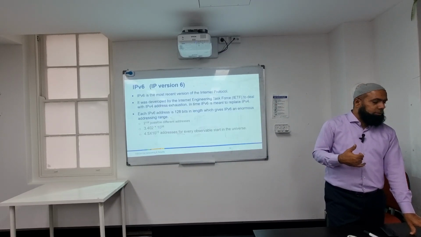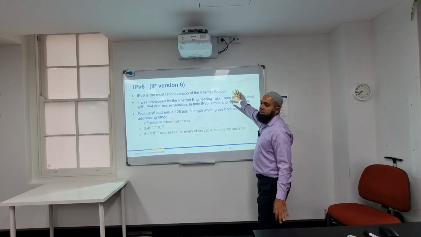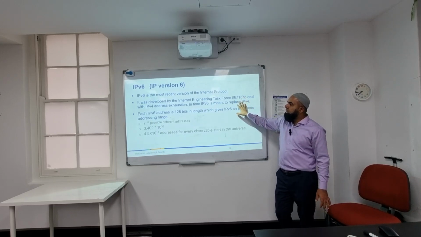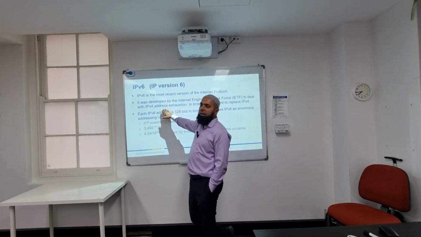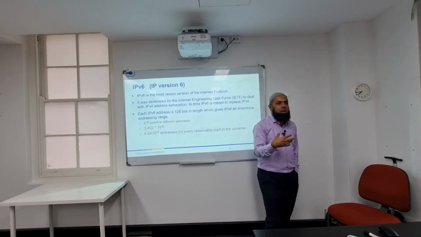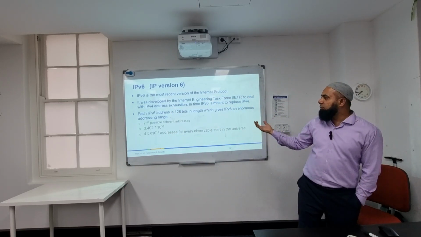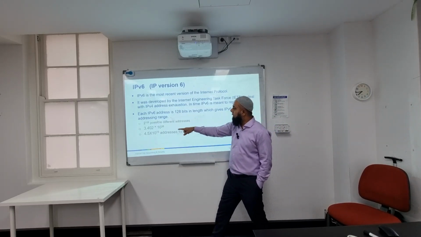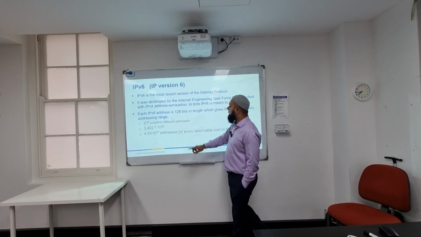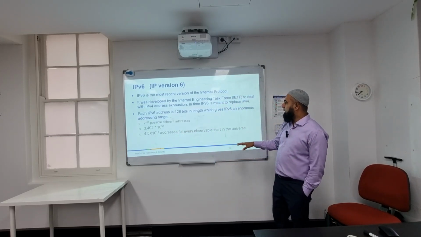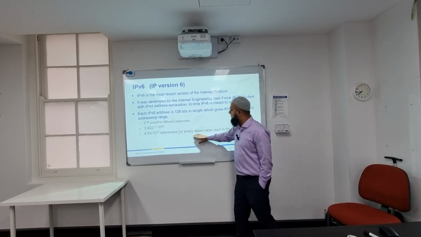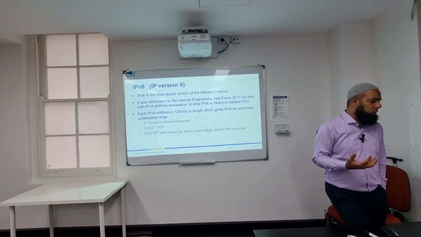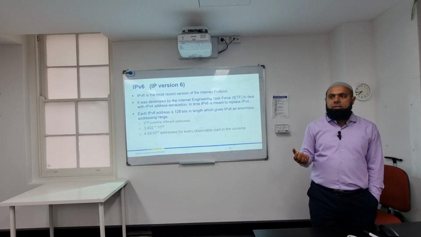And then IPv6. IPv6 is the most recent version of the IP protocol. It was developed by the IETF to deal with IPv4 address exhaustion, because IPv4 addresses are going to run out. That's why they made IPv6, which is 128 bits. With 2 to the power 128, it is a very huge number, enough for addresses for every observable star in the universe. So we are now able to use a very, very much higher number of addresses. That's why the IPv6 version comes.